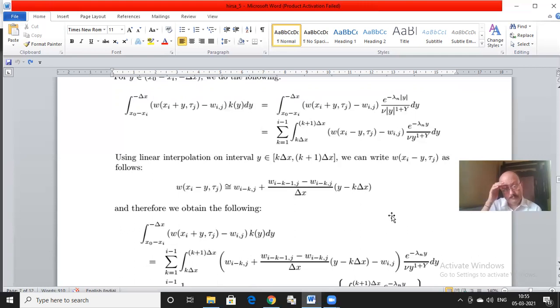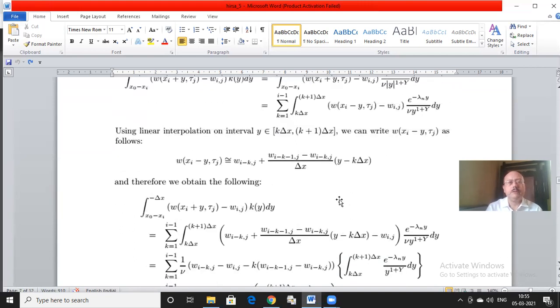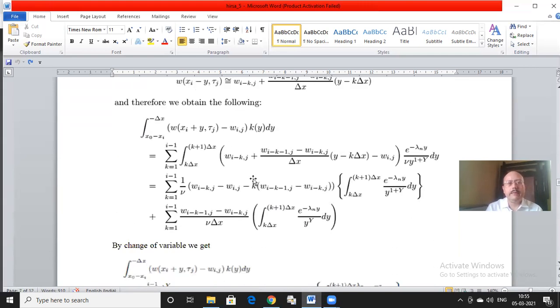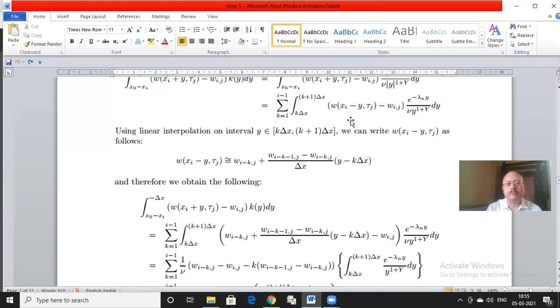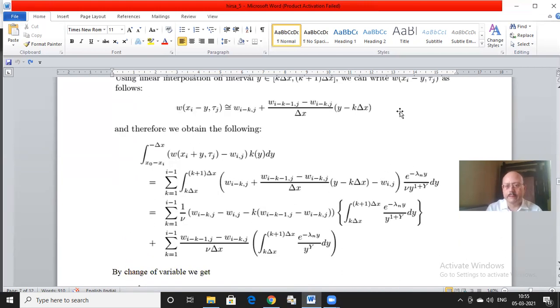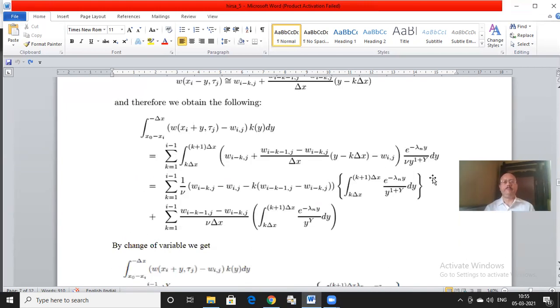It is a very straightforward, simple approximation, but if my horizontal slices are small enough, then this would be reasonably good. So therefore, I get the simplified expression here. My original integral now becomes a summation of the integral over each horizontal slice of this function. This is now my approximation for the w function minus w_ij as before, times the density. This is what we have.